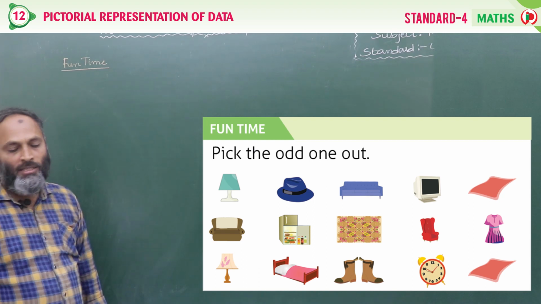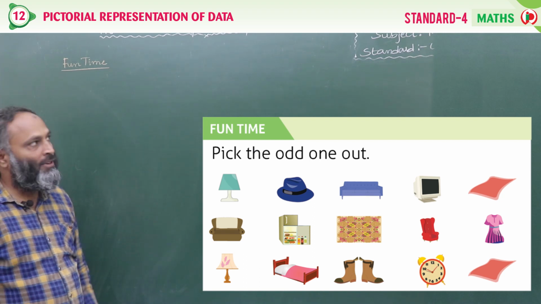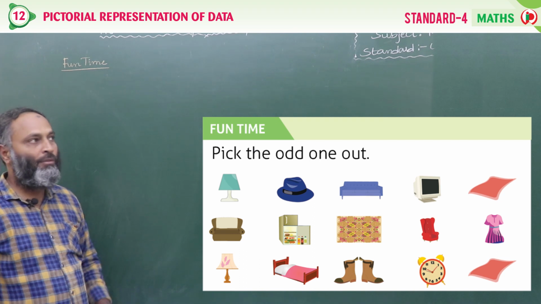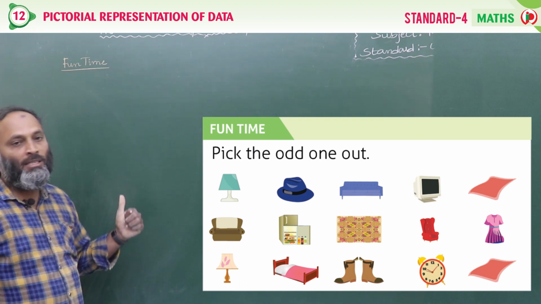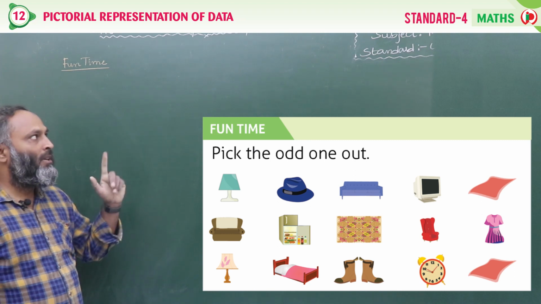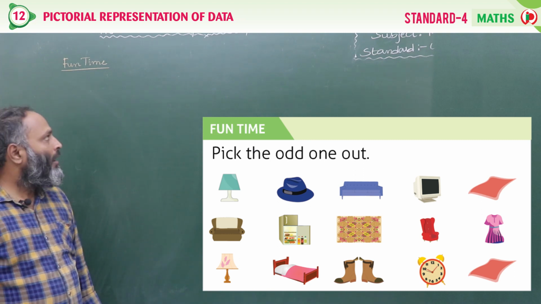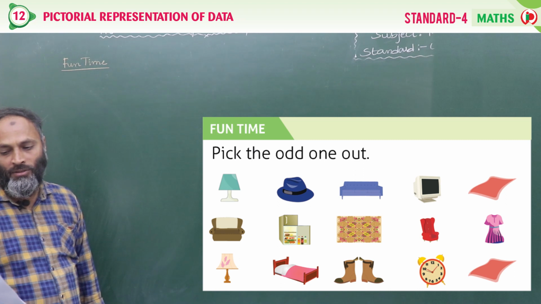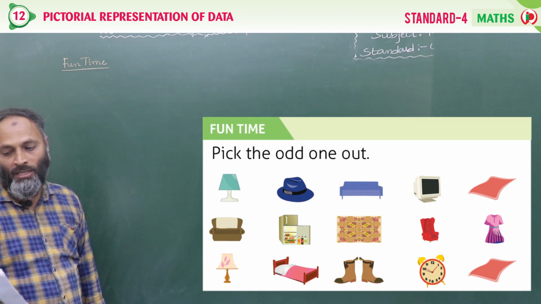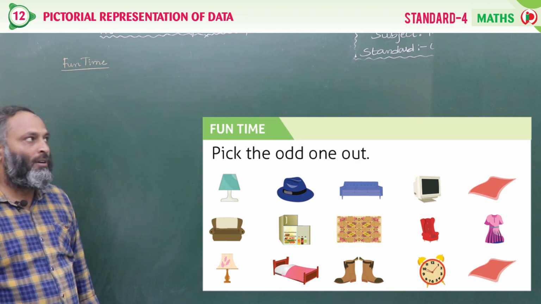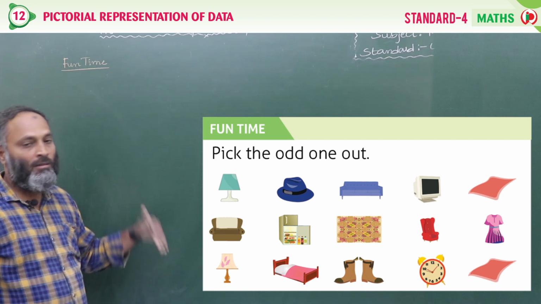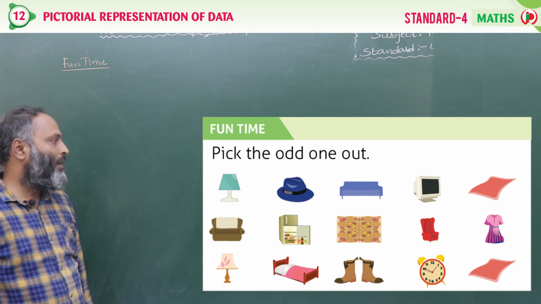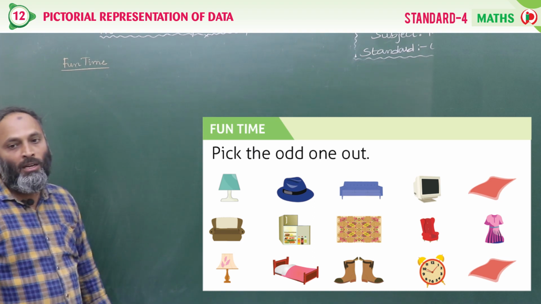So here the odd one is a cap. Why is the cap the odd one? The remaining 4 are household things. The cap does not belong to the household, so the cap is the odd one. In the next one, sofa, fridge, mat, chair, and frock is a cloth, so that does not belong to the household things. So the odd one is frock, that last one.